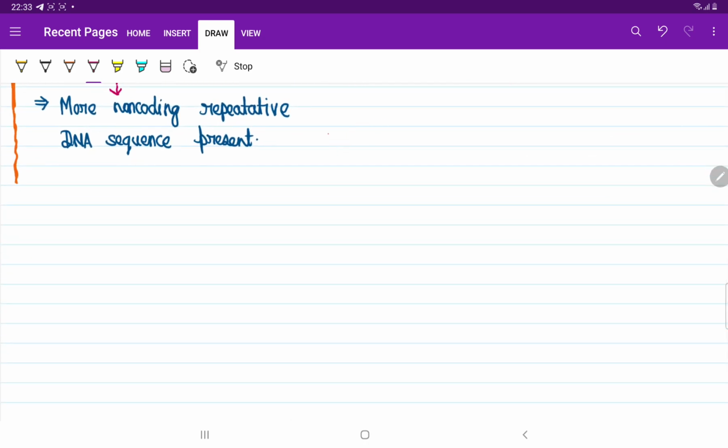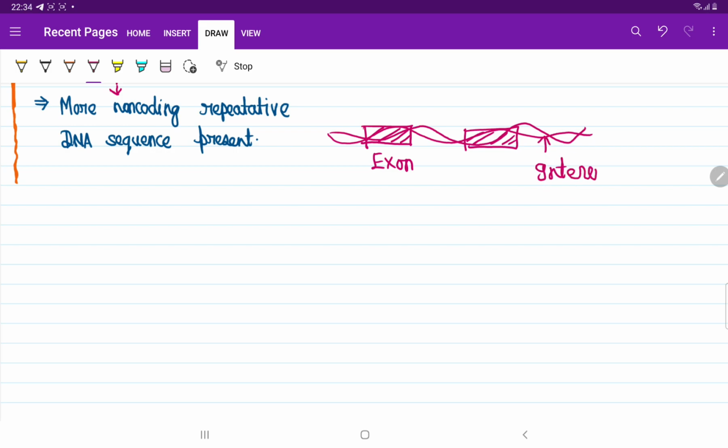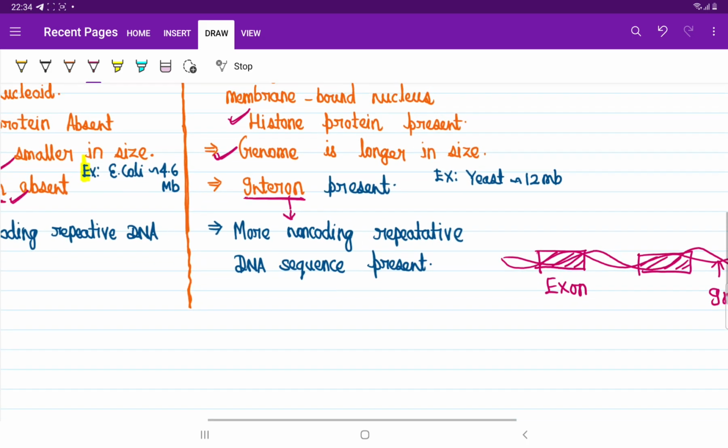Try to understand it. Like I have this eukaryotic DNA. The portion of the eukaryotic DNA which will form protein, I mean which has to form RNA, that will be called exon. And the remaining portion is called intron. So in eukaryotic cells, a lot of intron is present because the DNA is comparatively huge, long in size due to the presence of a lot of non-coding DNA.